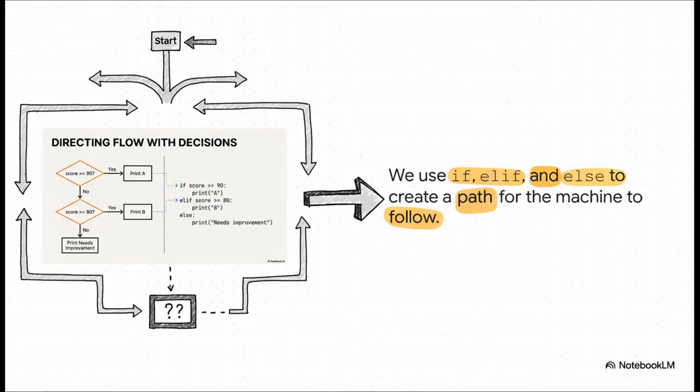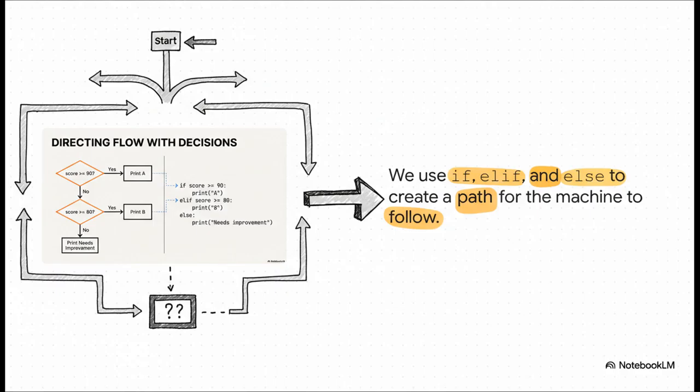This binary yes or no logic, it's the entire foundation for how a program chooses which path to take. And this slide just illustrates perfectly how we use that logic. We create a path for the machine using if, elif, which is just short for else if, and else. So the computer checks the first condition, is the score 90 or higher? If it's a yes, it prints A and its job is done. If it's a no, it just moves on to the next question, and then the next, until it either finds a condition that's true or it just hits the else at the bottom as a fallback.